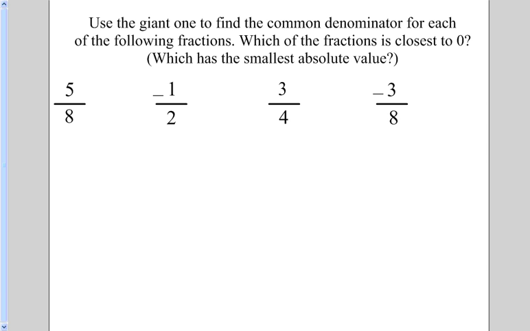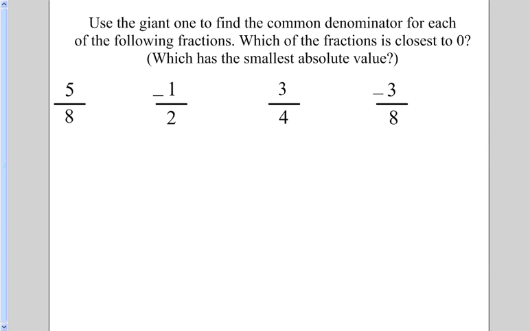Now, those last two questions are not really two different questions. They really mean the same thing. When you ask which fraction has the smallest absolute value, that means which fraction is closest to 0. It doesn't matter whether the fraction is positive or negative. We want to find the number that's smallest, in other words, the number that's closest to 0, and that means the number that has the smallest absolute value.